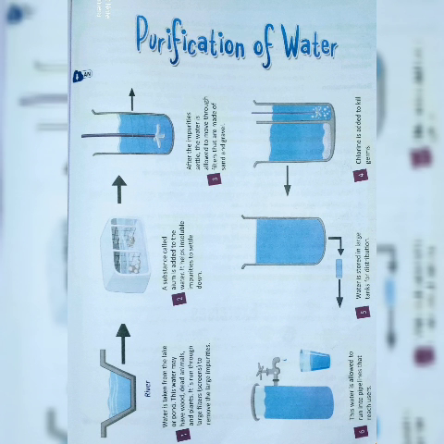What is the use of the alum? Alum is used to improve the sedimentation process. So, a substance called alum is added to the water. It helps insoluble impurities to settle down in the second stage.